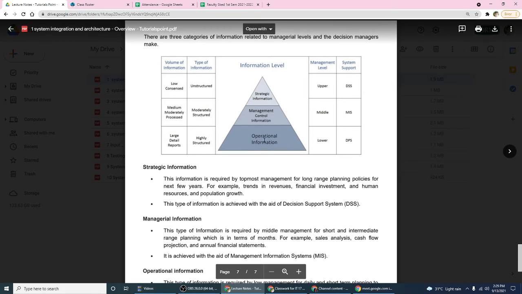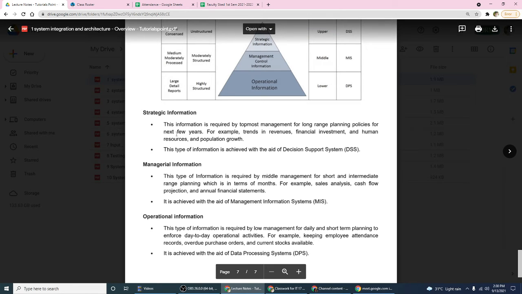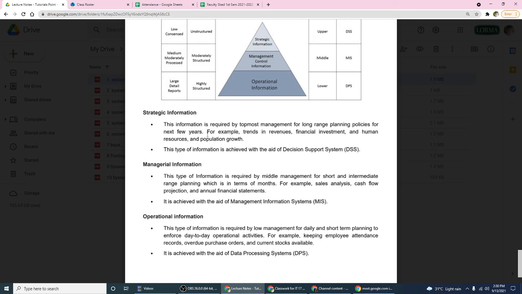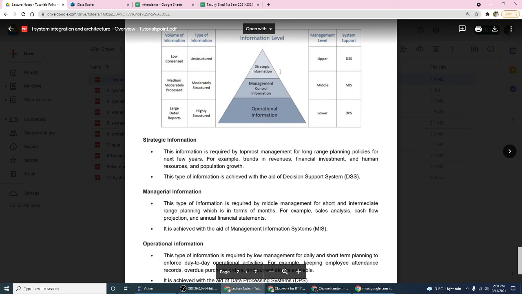Strategic information. This information is required by topmost management for long-range planning policies for the next few years. For example, trends in revenue, financial investment, and human resource and population growth. This type of information is achieved with the aid of decision support system. Example of this system, strategic information system.